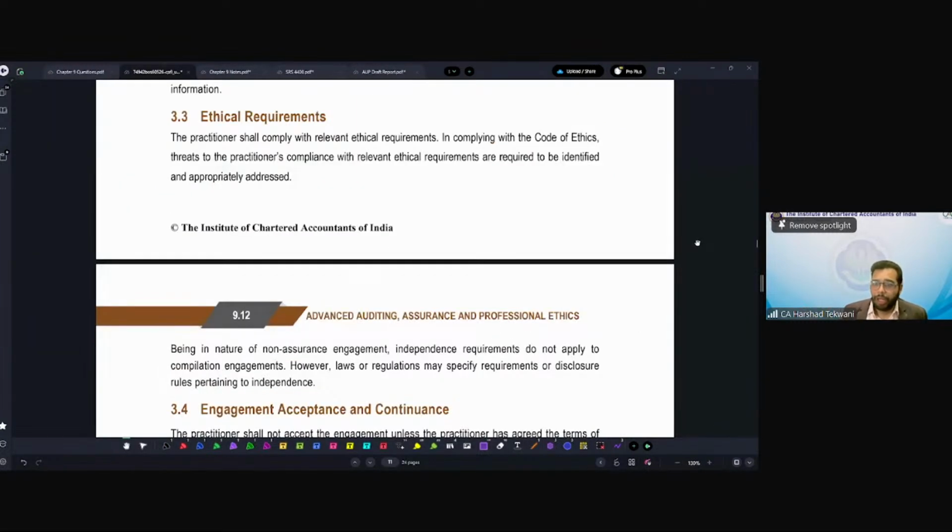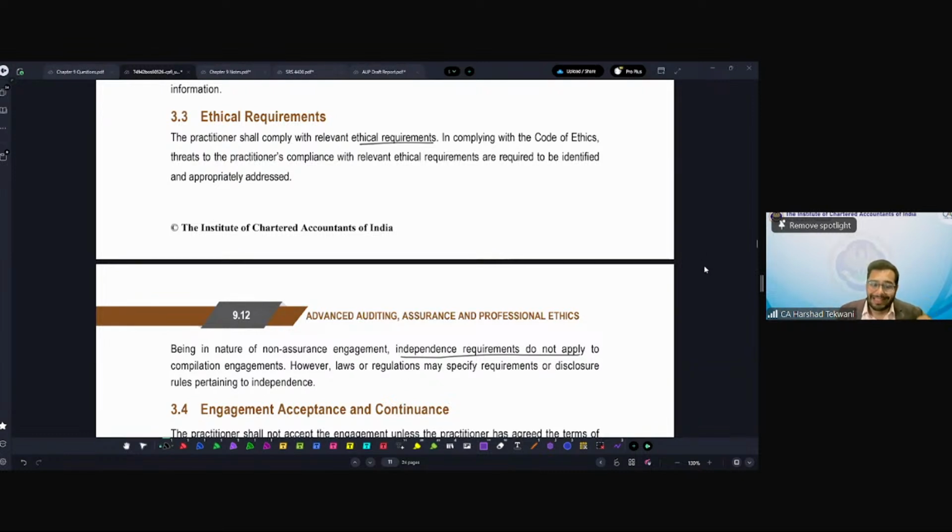Basically, all the code of ethics and the ethical principles will be applicable. So the practitioner has to comply with the ethical requirements. But this is not an SR, this is not an assurance engagement, this is an SRS. That's why independence is not mandatory. So independence requirements do not apply. You can still follow, there is no restriction, but it is not mandatory.